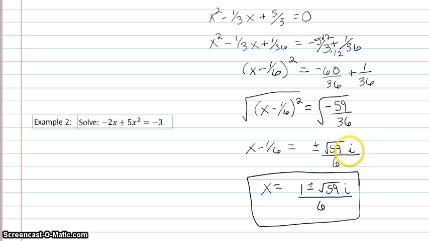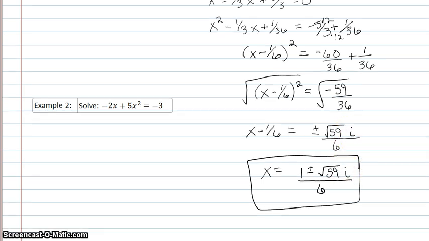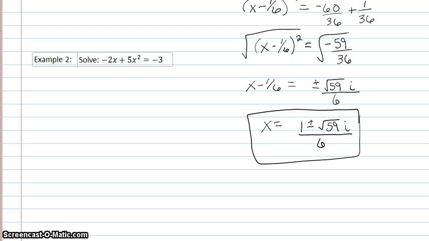But now you can see we have i's in here. They're going to be complex answers or complex numbers.